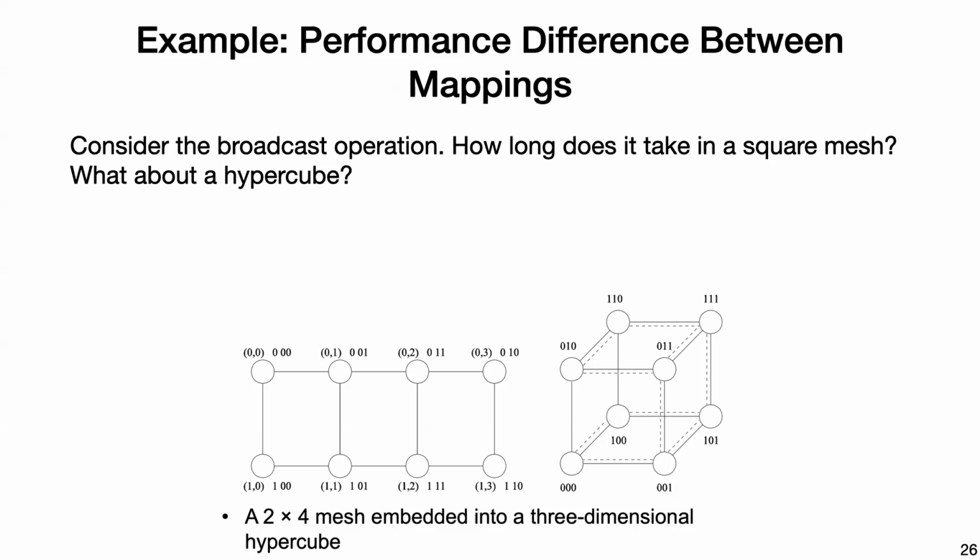However, if you have an n processor hypercube, we know that we can do it in less than square root n, like log n or something.